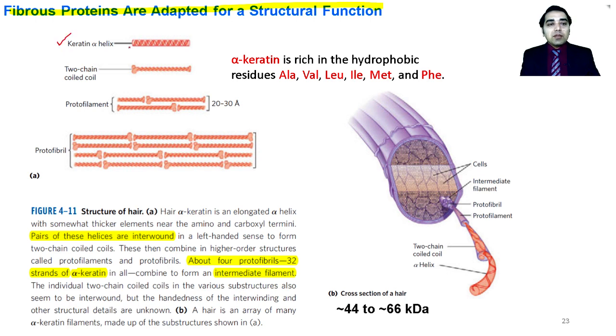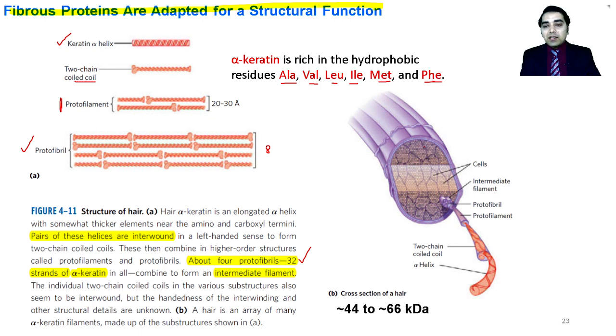This is the alpha helix of the alpha keratin protein that is made from alanine, valine, leucine, isoleucine, methionine, and phenylalanine. Two alpha helices are coiled together to make a coiled coil. These two coiled coils are joined together to make the protofilament. So the protofilament contains 4 alpha helices, and the protofibril is made from 4 coiled coils and contains 8 alpha helices, and 4 of the protofibrils, equal to 32 alpha helices, are joined together to make the intermediate filament.